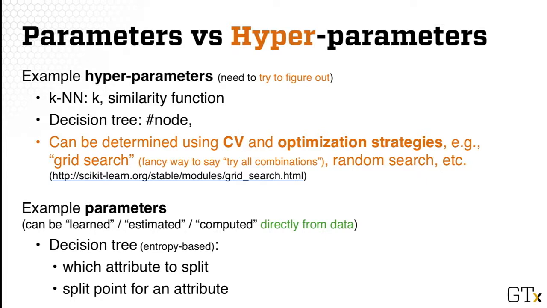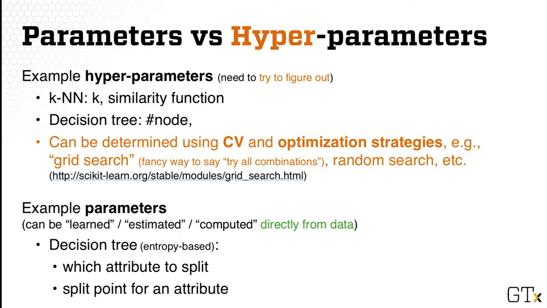In decision tree, there are two types of parameters. One we call model parameters, or just parameters, and another one we call hyperparameters. Hyperparameters are probably more familiar to you. For KNN, K and also similarity function are hyperparameters. So those are parameters that you will need to try or to figure out. And for decision tree, the number of nodes in the tree would be a hyperparameter. So for example, you can set, I want to stop the splitting once the tree has a certain number of nodes. For this, you don't really know unless you really tried it.